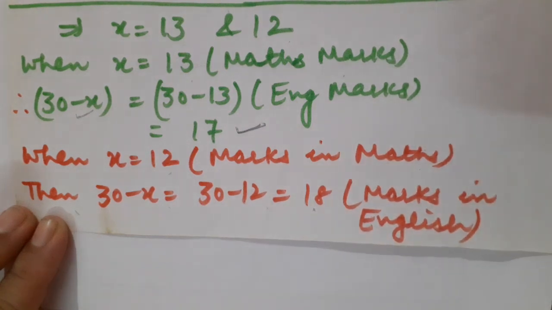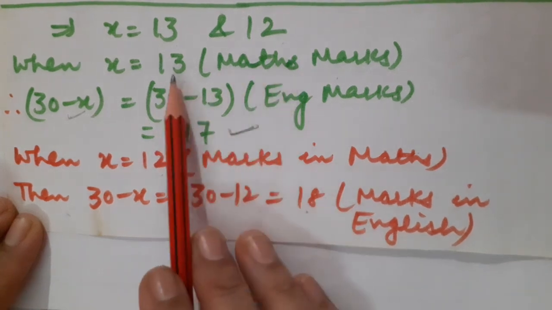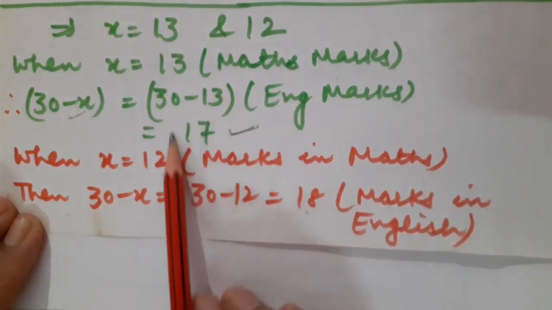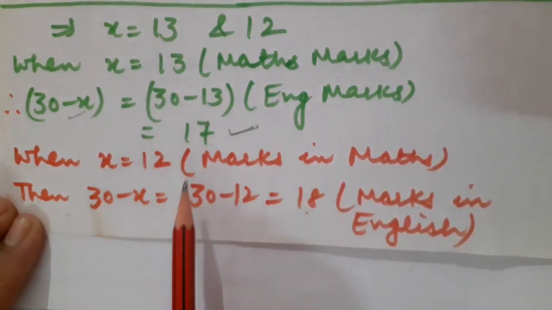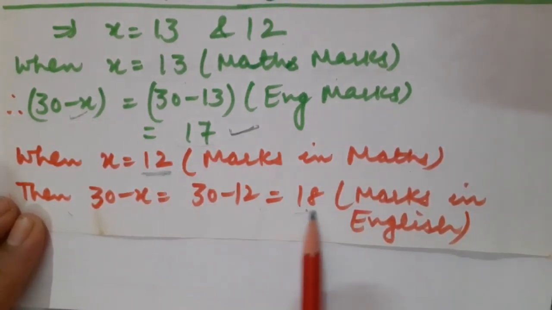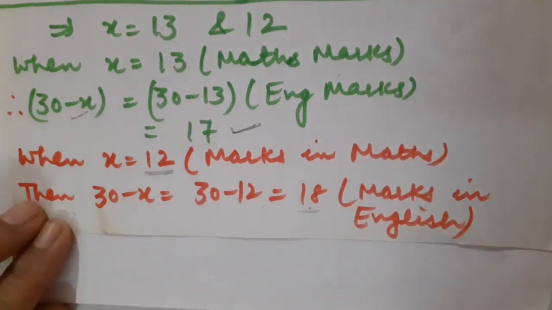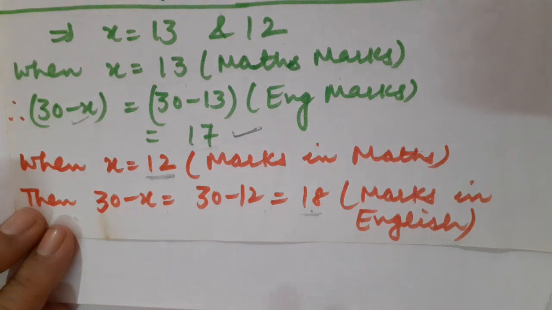Correct, children? So either Shefali got 13 marks in mathematics and 17 in English, or she got 12 marks in mathematics and 18 in English. Correct, children? Fine. Hope your doubt has been resolved now. Fine. So hopefully you have understood today's lecture well.